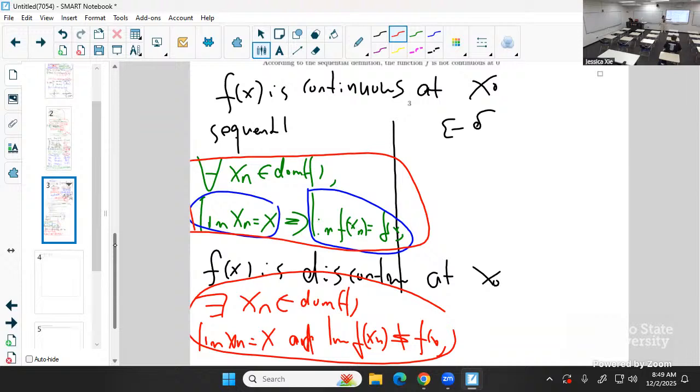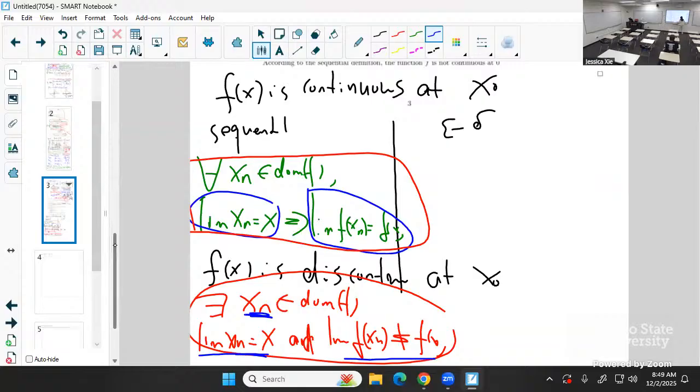Here it's going to be easier to show something is discontinuous using the sequential definition, because you only need to find one sequence such that this is true and this is not true, then you're done. That's going to be easy.